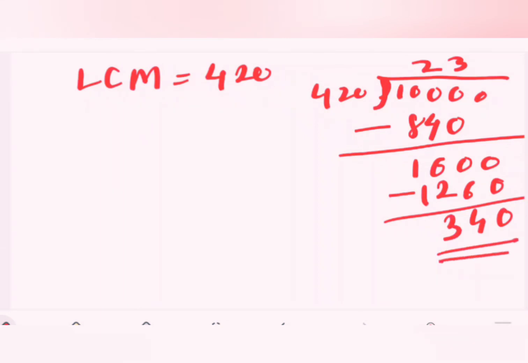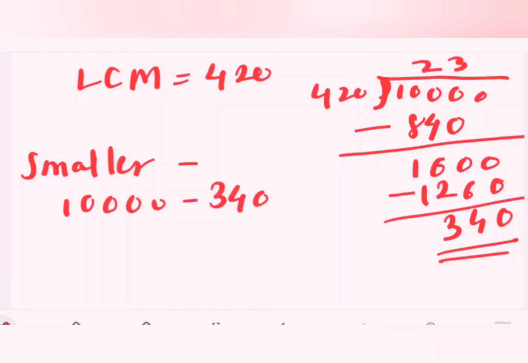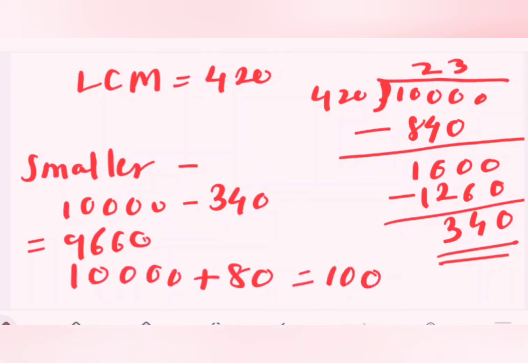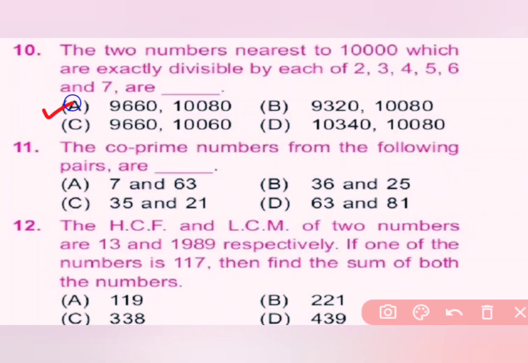So remainder is 340. Now for smaller number we need to do subtraction. 10,000 minus 340. So we will get 9660. Now we need to calculate the difference between LCM and remainder. This difference is 80 and this difference we added to 10,000, we will get the greater number. Here A is a right answer.